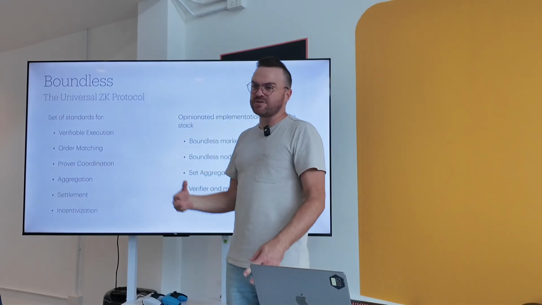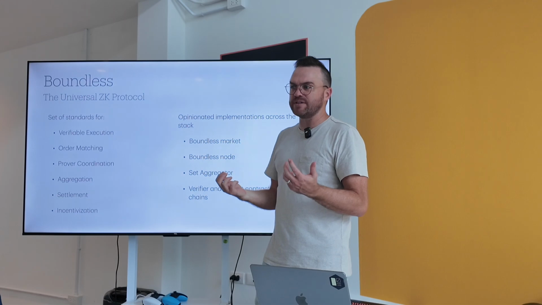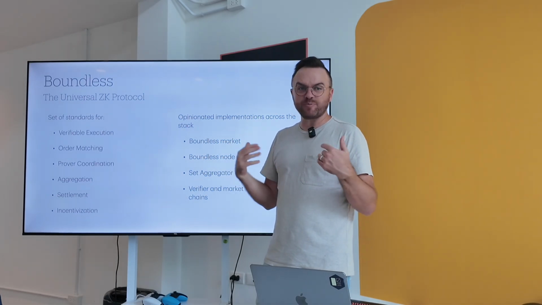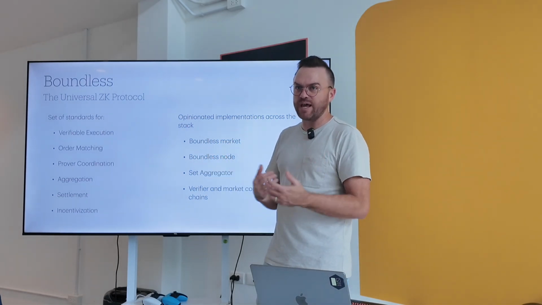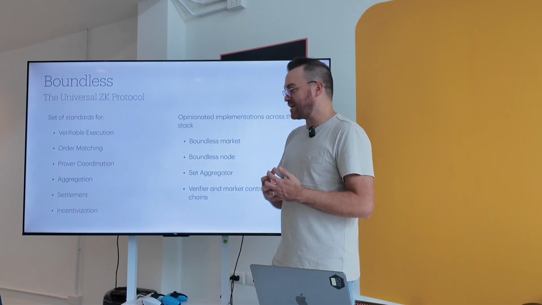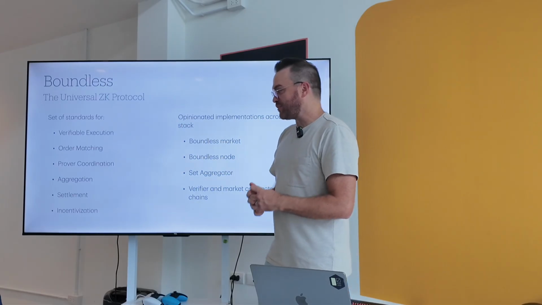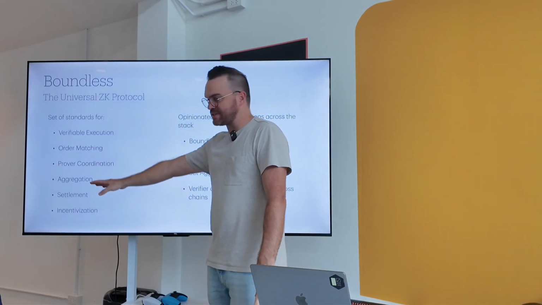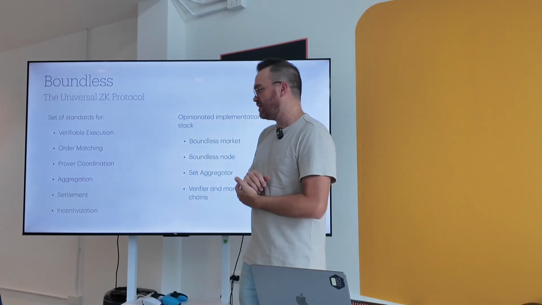Then coordination of the provers itself. The node implementation for Boundless includes a system called Bento for parallelizing the generation of the proofs and doing that really efficiently. There are standards for aggregation, so smart contract interfaces to provide some standards around aggregation. And then for settlement, how do you settle this proof and exchange payment at the same time? On which chains can you do that, et cetera?